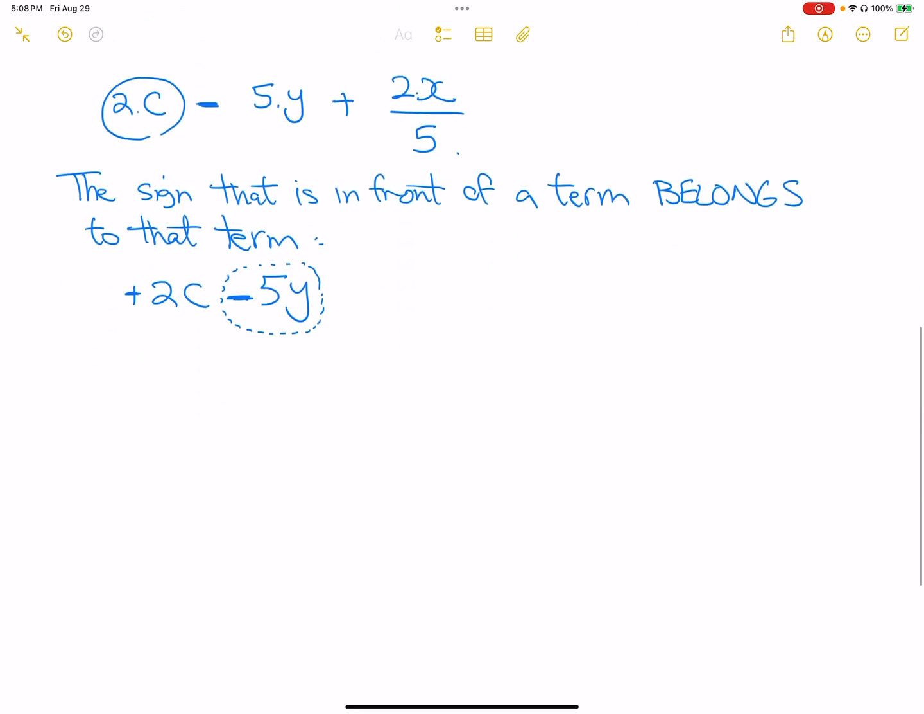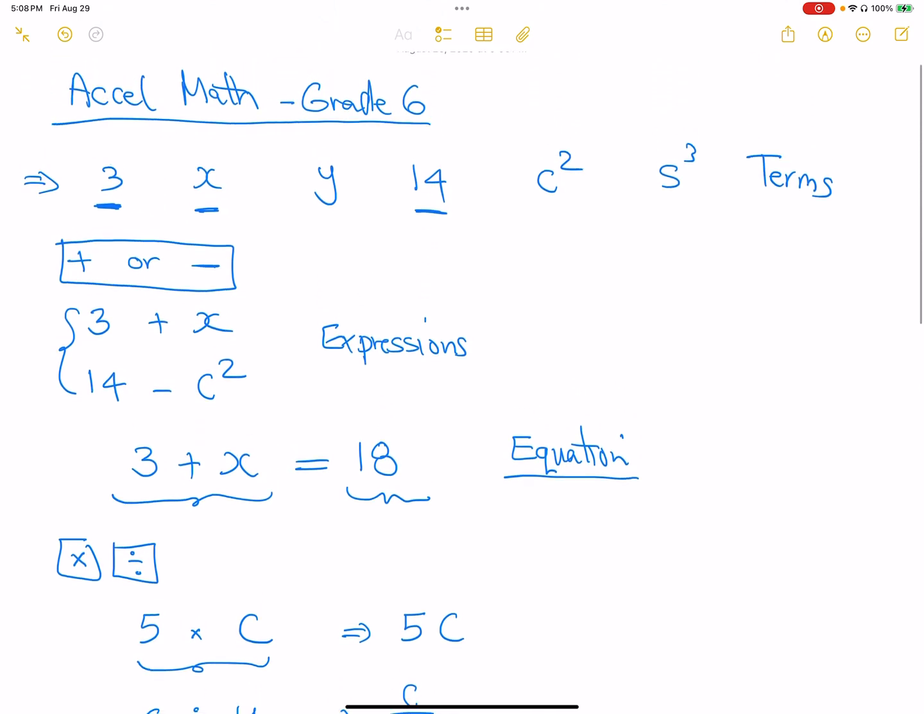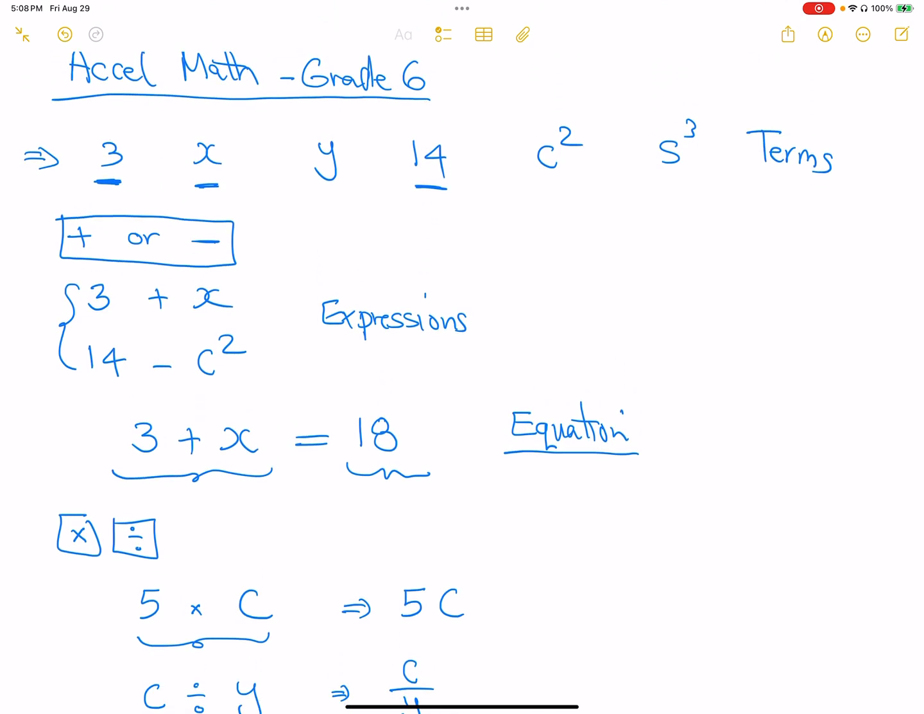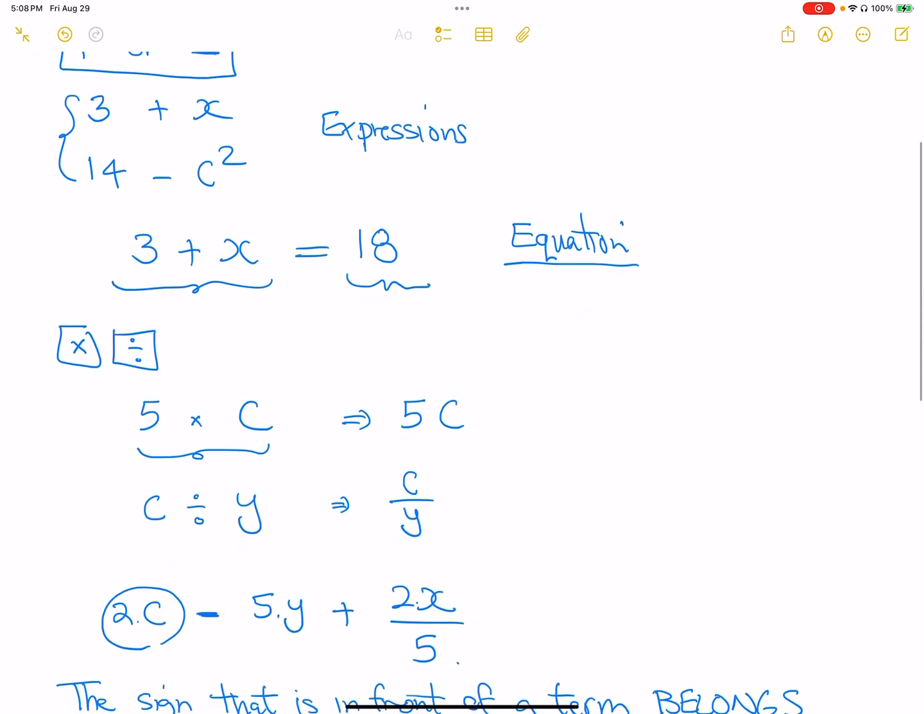So what did we learn so far? We learned about terms, which are just independent numbers or variables, as we can see. Different terms can get combined with plus or minus to create expressions. Expressions are just expressions, they're not equations, they don't have an equal sign. And then you can equate multiple expressions with one another to create an equation. For instance, 3 plus x equals 18.